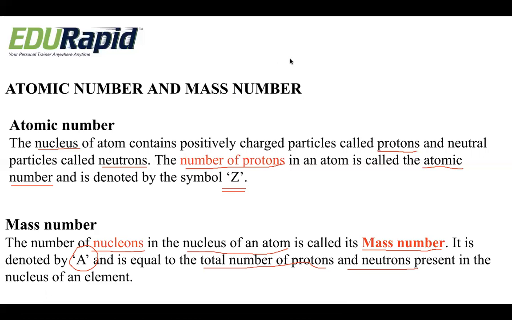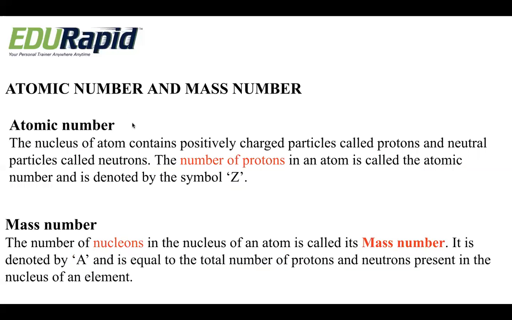It means that if we have the mass number and the number of neutrons present in an atom, we can find the atomic number. By subtracting the number of neutrons from the mass number, we get the number of protons, which is nothing but the atomic number. So from this we can find a relationship, right? Mass number is equal to the number of protons plus the number of neutrons present in an atom.